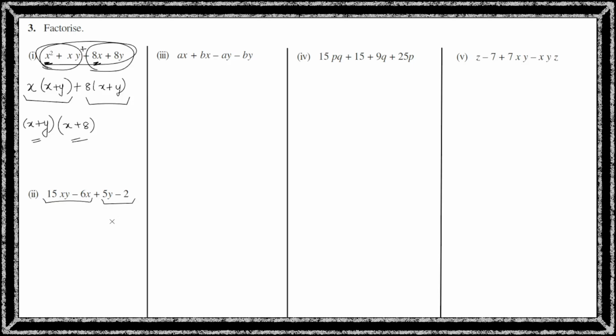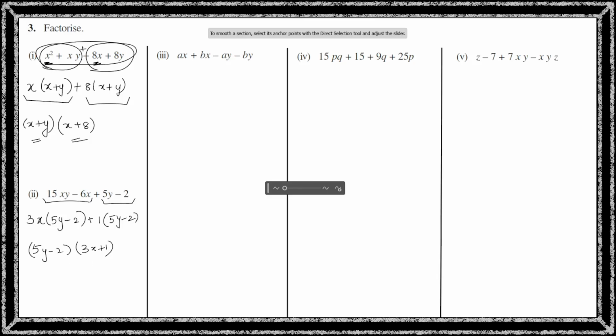If I group it like this, correct? Then what do I have common here? 15 and 6 have 3 common. So first let us understand. I'm going to take 3 outside and then I'm going to take x also outside. What do I have inside the bracket? 5y and minus 2, correct? And here 5y and 2 have nothing in common. So 1 is your common factor and 5y minus 2. So clearly you can see that this is going to help me in factorizing. I have 5y minus 2 into 3x plus 1. This is my factorization. Correct? So that is how we'll be solving sums.